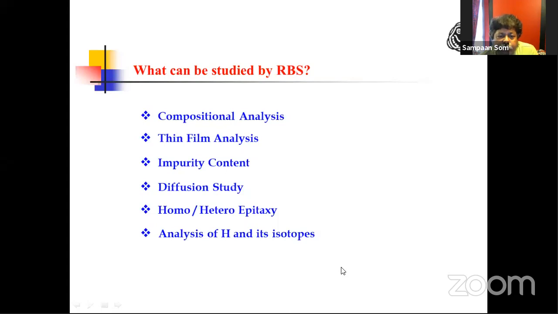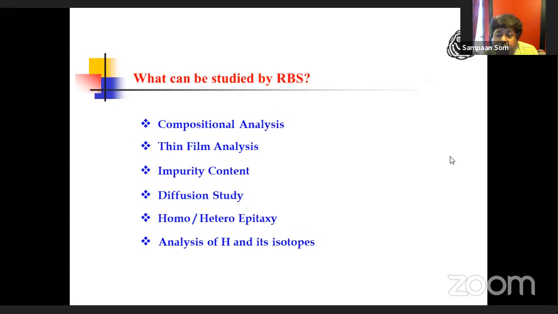So with that brief interaction, I can probably tell you what all important aspects one can study by using the RBS technique. Very importantly, as I told, composition analysis is at the topmost agenda. And one can do a lot of thin film analysis, which is actually very important for almost every sphere of materials research and many areas of electronics, electrical engineering, of course in physics, and energy research and everything. And then impurity content.